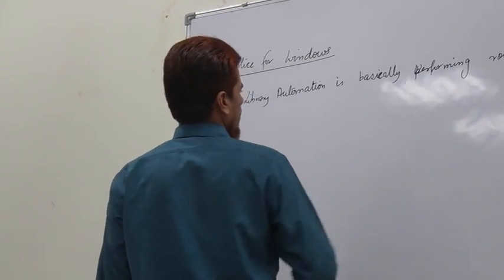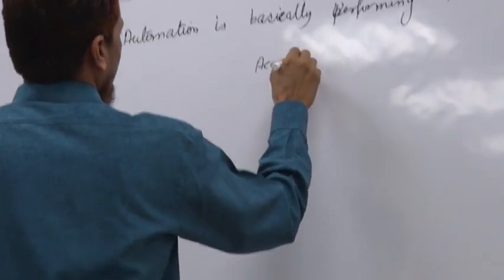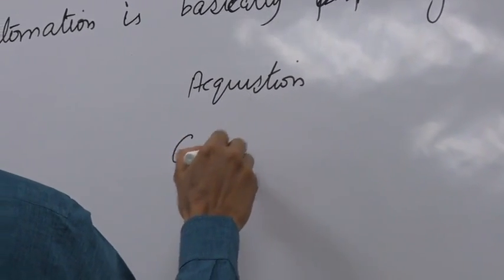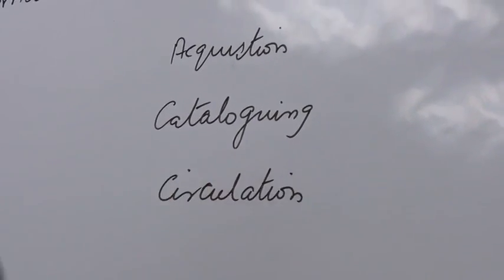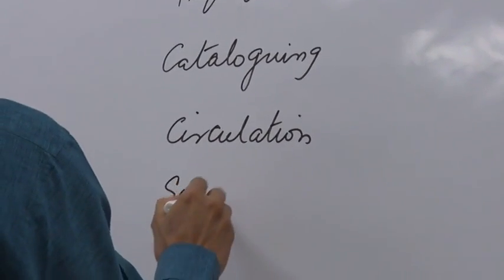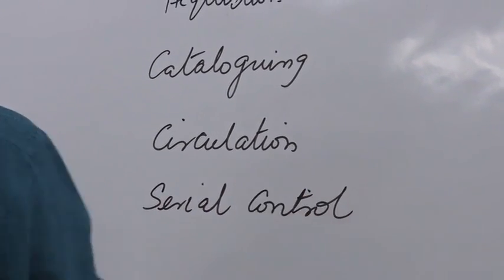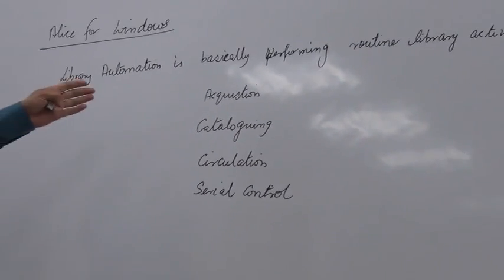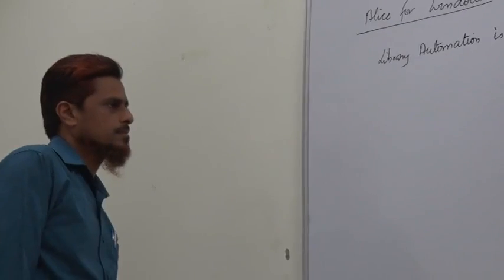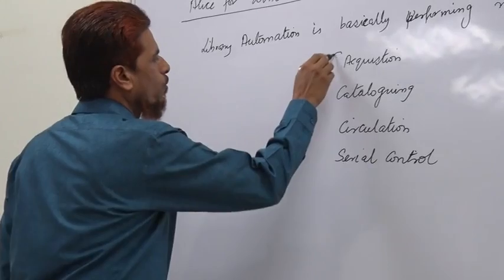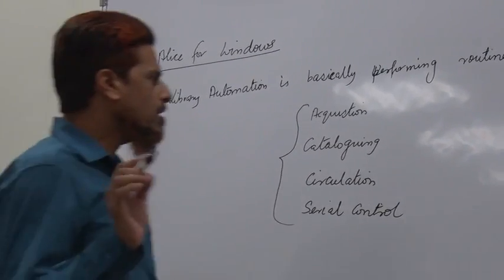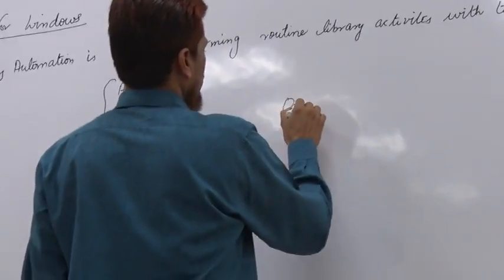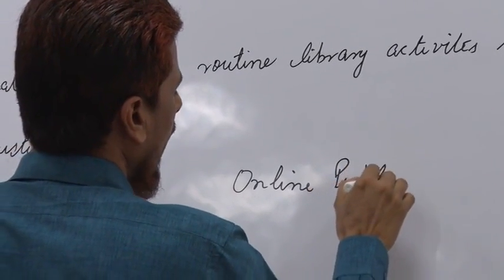For example, as you know, in libraries certain functions are there: acquisition, then cataloging, then circulation, then serials control management. These are basically housekeeping operations which are being done in a library. However, along with these modules, a library automation software package also has a particular module regarding searching, which is known as Online Public Access Catalog.